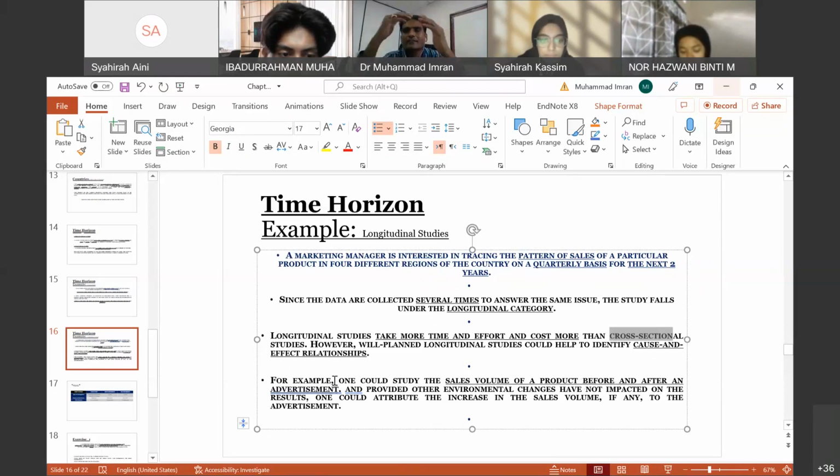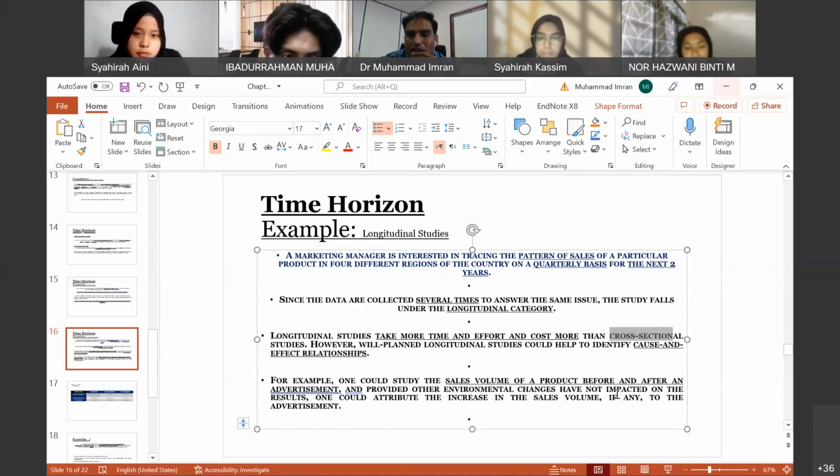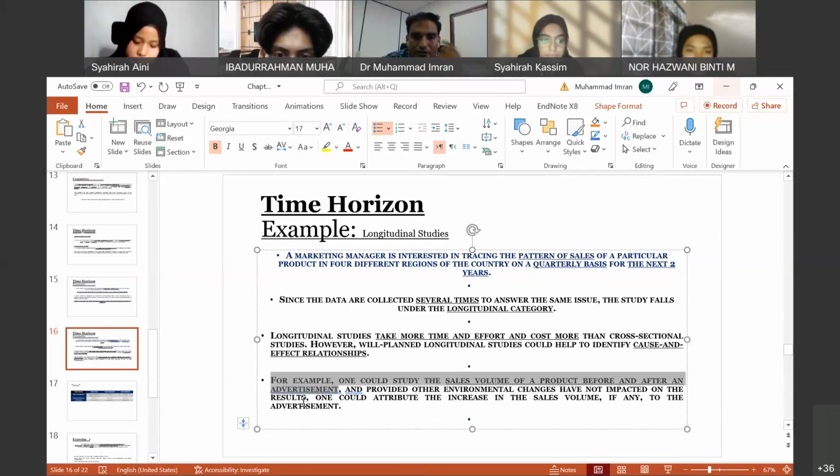He collected data before advertising. This is also a type of action study, by the way. Understand? Action study. He collected data before advertising and after advertising too. 2 times data, right? Provided other environmental changes have not impacted the results, one could attribute the increase in the sales volume to the advertisement. Since he is collecting data 2 times, not 1 time, it is called longitudinal data. Understand?